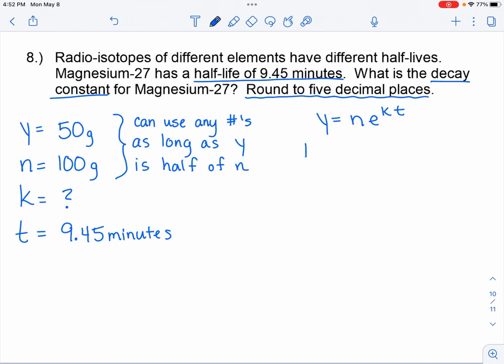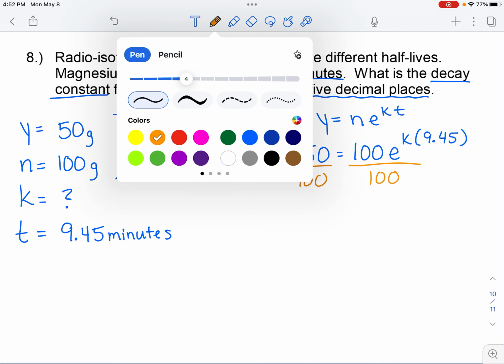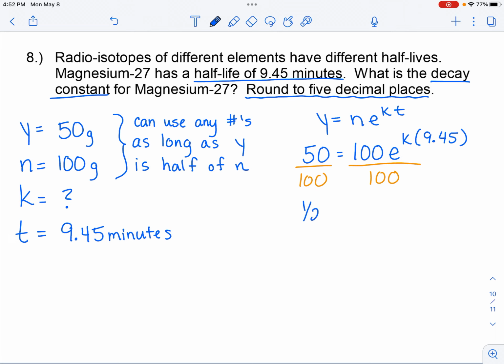All right, so now I'm gonna have, not 100. The ending amount is 50. The starting amount is 100, and then I have e to the k, t is 9.45. All right, so now we wanna solve this equation, so we wanna divide out the 100. We want to isolate the exponential, so now we have 1/2. You can do 0.5 here if you prefer. e to the 9.45k.